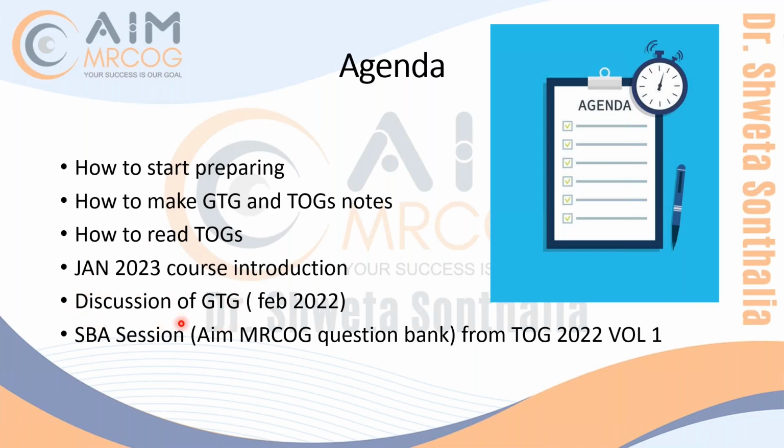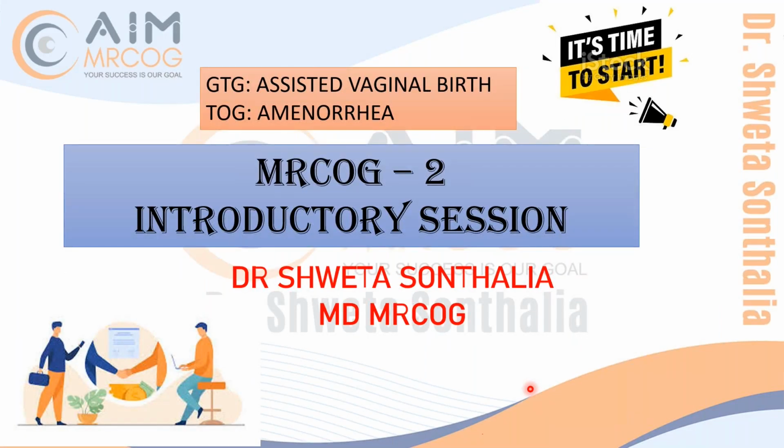Then we have the discussion of the GTG, FAB 2022, cervical cerclage. Then we have the SBS session from Talk 2022, Volume 1, the most recent one which you have to read. After that, you have the second volume also, but for this exam, for the July attempt, you don't have to read that.